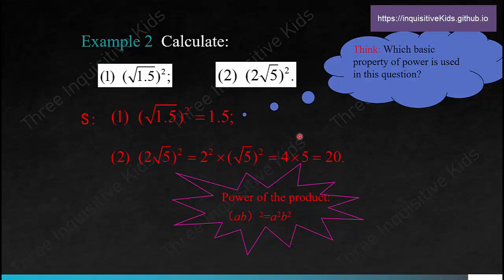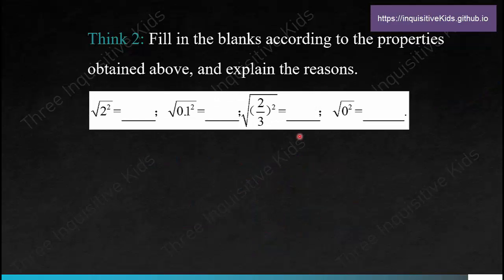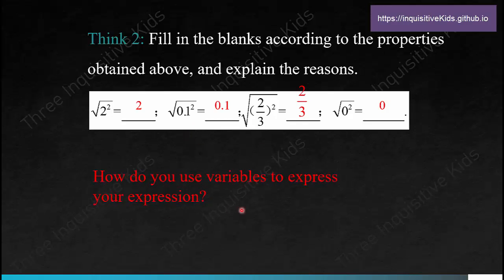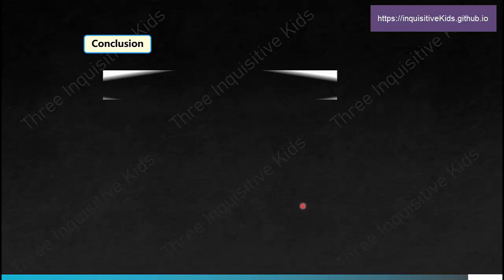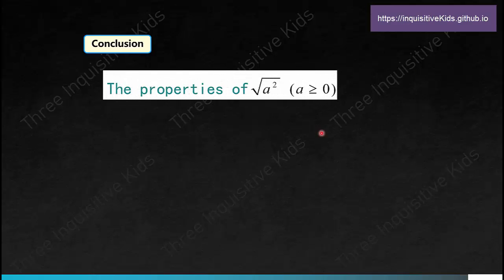Think. Fill in the blanks according to the properties obtained above, and explain the reasons. Alright. This is just 2, 0.1, 2/3, and 0. Because these are inverse operations and you cross them out. So how can you use variables to express your expression? That's the conclusion. The properties of the radical of a squared: a is greater or equal to 0.